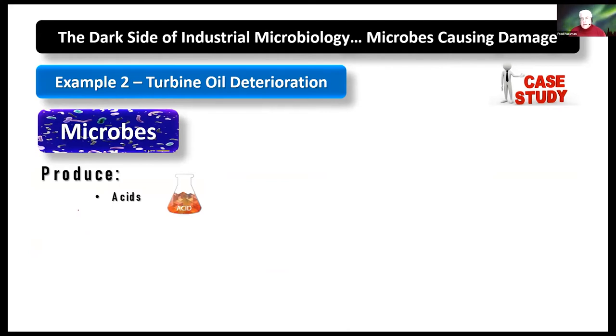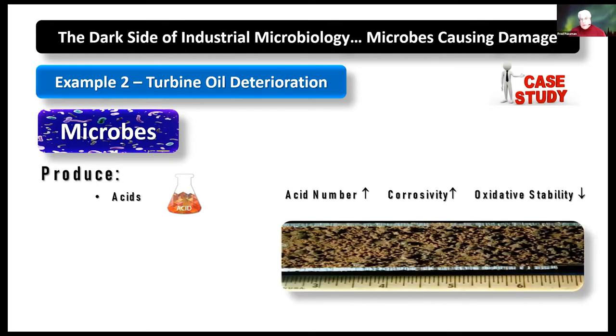Microbes produce acid, and that contributes to the loss of oxidative stability. It also contributes to the corrosiveness and the acid number of the fluid. When we talk about corrosiveness, this is the inside of a transfer line that's been cut open, and you see what looks like a mountain range inside. These are corrosion tubercles. Microbes are growing under these, and we have alternate layers of various iron and sulfur molecules, iron sulfide, and microbes, biofilms produce acids, and they will eat right through this pipe.